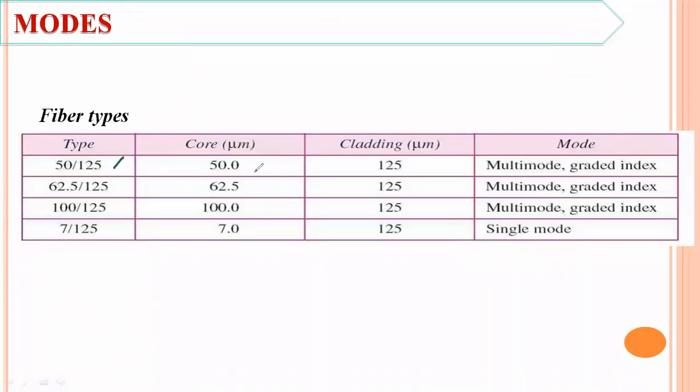Fiber types: 50 to 125, core is 50 micrometers and cladding is 125, used for multimode graded index. Then 62.5 to 125, core is 62.5 and cladding is 125, again used for multimode graded index. Third is 100 to 125, used for multimode graded index, and 7 to 125, core 7 and cladding 125, where single mode is used.